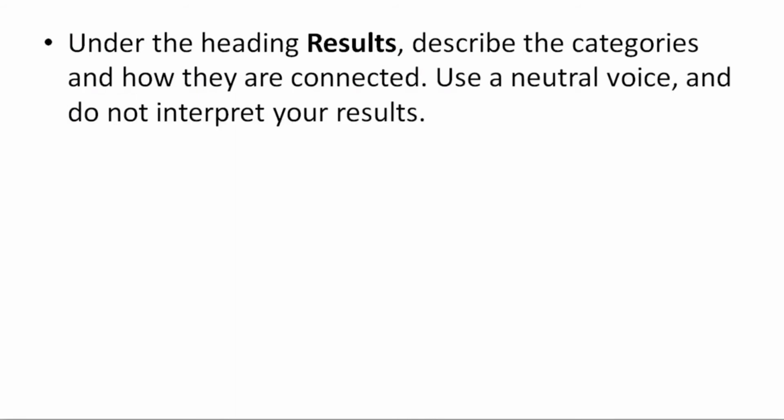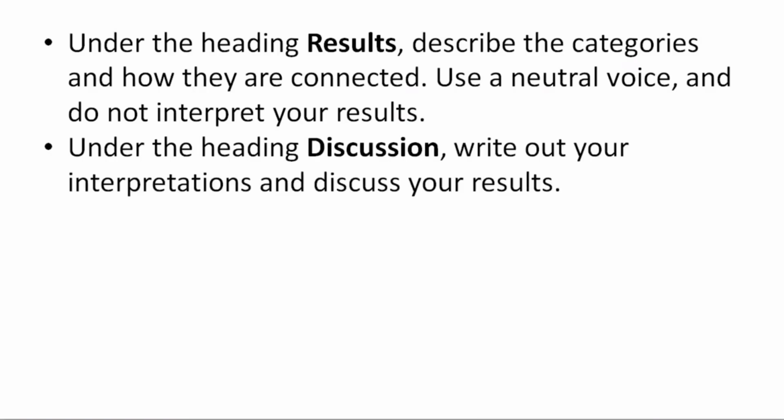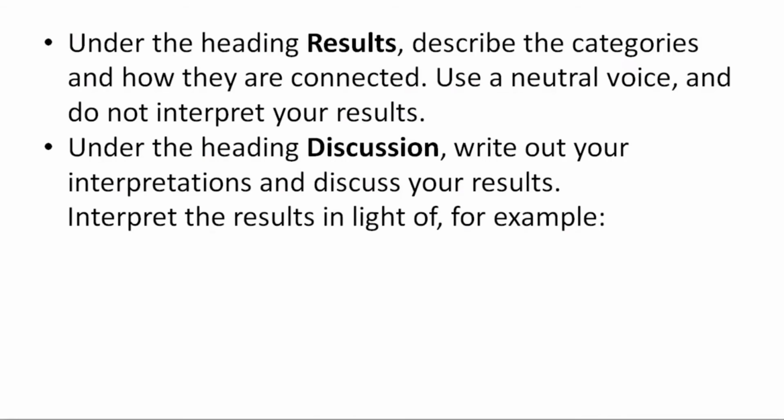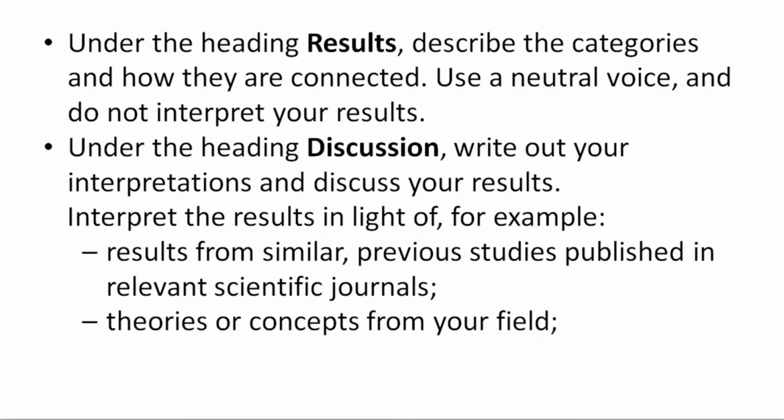Step 6. It's time to write up your results. Under the heading Results, describe the categories and how they are connected. Use a neutral voice and don't interpret your results. Under the heading Discussion, write out your interpretations and discuss your results. Interpret the results in light of, for example, results from similar previous studies published in relevant scientific journals in your field, theories or concepts from your field, or other relevant aspects.